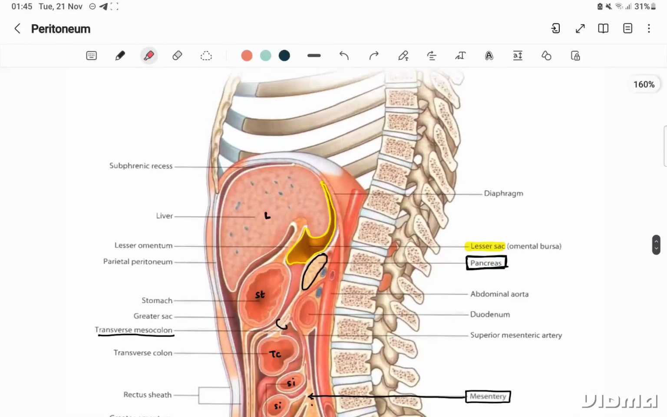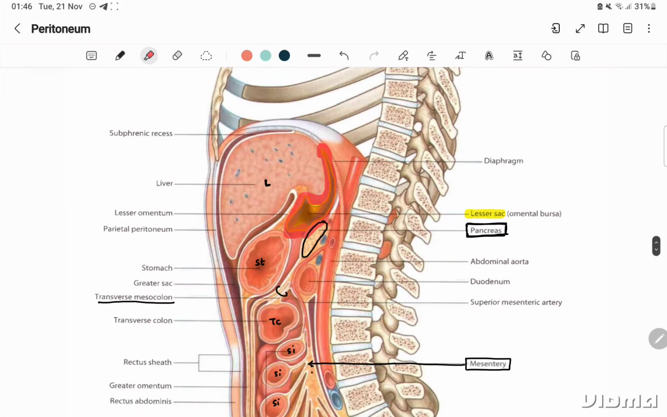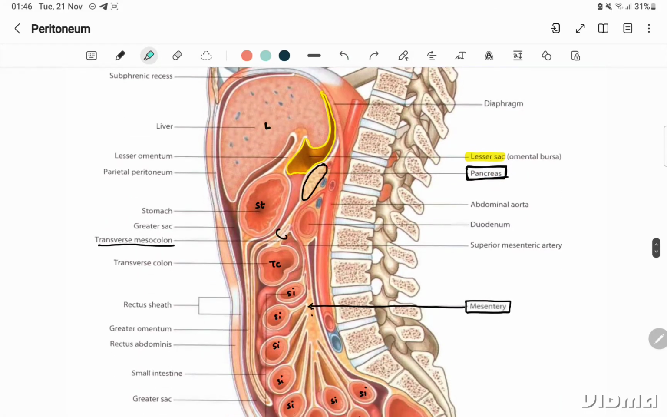Talking about this, there is a subphrenic recess formed due to this peritoneal fold. We have the liver present over here, and this pouch. If I take some other color and highlight it, this one is called your lesser sac, or omental bursa. Don't call it omental bursa, you may get confused.